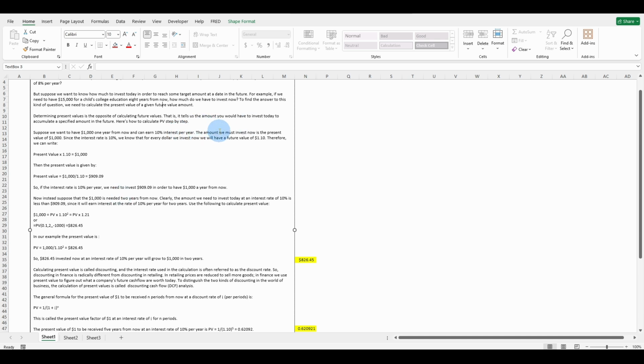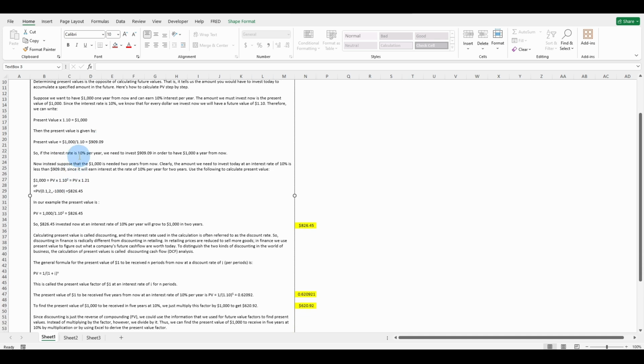I've gone over this repeatedly, but let's go over it again. Suppose we want to have $1,000 1 year from now and can earn 10% interest per year. The amount we must invest now is the present value of $1,000. Since the interest rate is 10%, we know that for every dollar we invest now, we will have a future value of $1.10. Therefore, we can write present value times 1.10 equals 1,000. Then the present value is given by 1,000 divided by 1.10 equals 909.09. If the interest rate is 10% per year, we need to invest $909.09 in order to have $1,000 a year from now. Simple, isn't it?